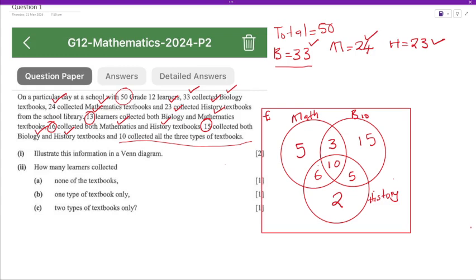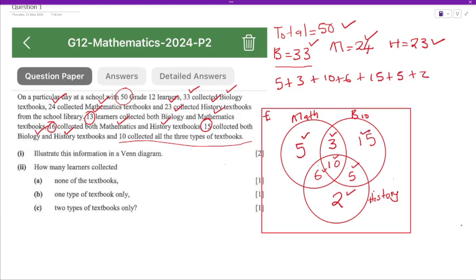The question said the total should be what? 50 learners. So let us add everything we have found in the Venn diagram here, and then we see if we are going to get a 50. So I'm going to say 5 plus 3, we have captured this guy and that guy, okay, plus 10 plus 6, I've captured the 10 here and the 6 there, and then we say plus 15 plus 5 plus a 2. I've captured this 15, the 5, and the 2.